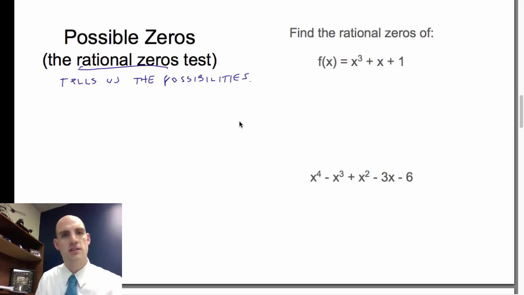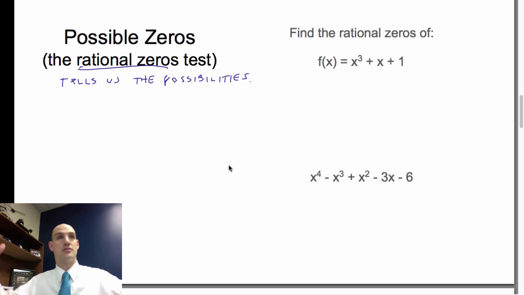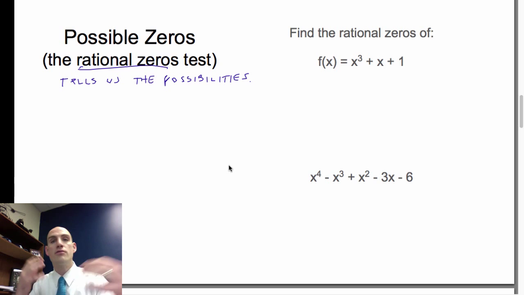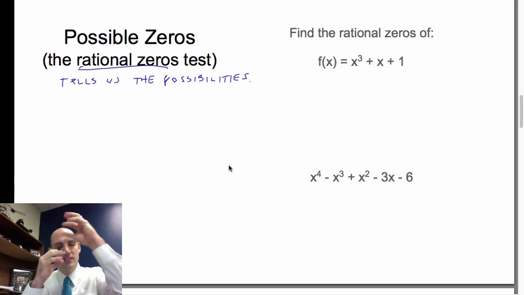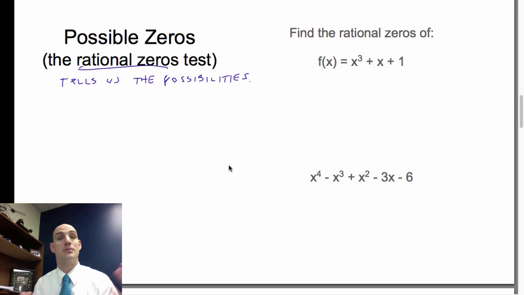So it's going to tell us the possibility. It's going to tell me, what am I even looking at? Because there's an infinite number of zeros that are rational. So that's like 5, 6, 7, 8, but also 2/3, 1/3, 1/4, minus 1/8. Anything that's an integer over an integer is possible. So there's an infinite number of them. So this is going to tell us a possibility.